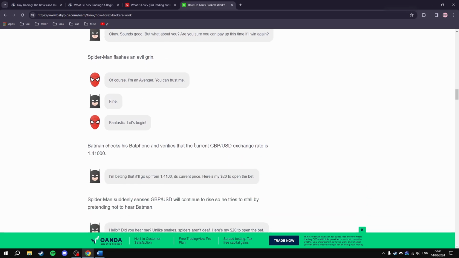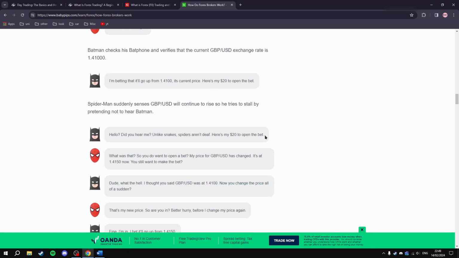Batman checks his bat phone and verifies that the current GBP/USD exchange rate is 1.41. I'm betting that it will go up from 1.41, its current price. Here's my $20 to open the bet. Spider-Man suddenly senses GBP/USD will continue to rise, so he tries to stall by pretending not to hear Batman.